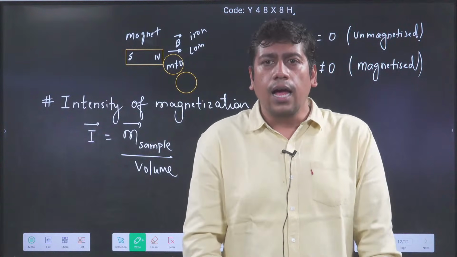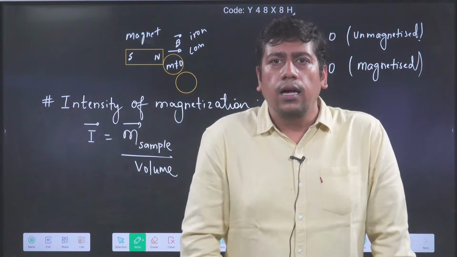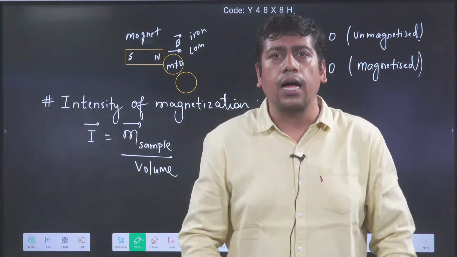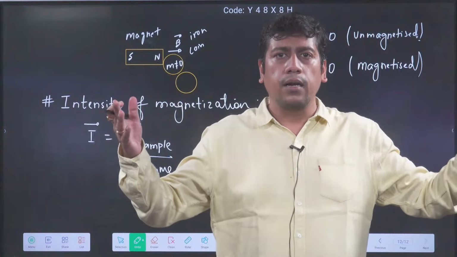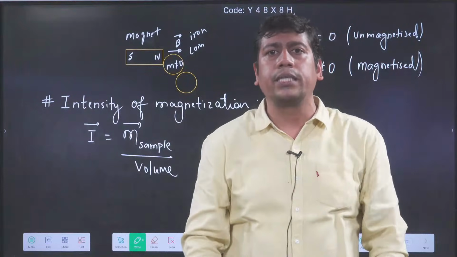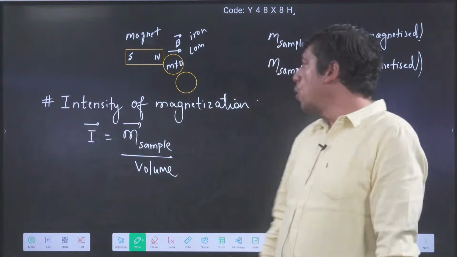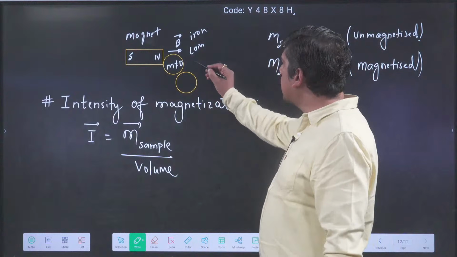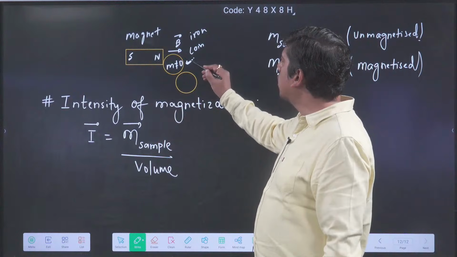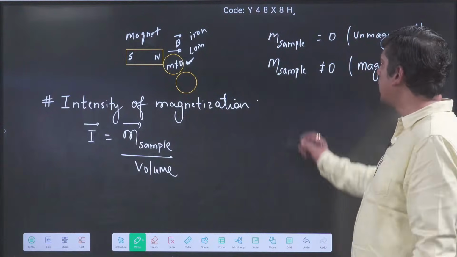Similarly, when you are comparing iron and copper, iron or aluminium, iron or bismuth, which one can be more magnetized in a magnetic field? We will not talk about M sample because a bigger sample will mean more M sample, and a smaller sample means less M sample. That's why we talk about M sample by volume. So intensity of magnetization tells us how strongly a coin, a material, has been magnetized.